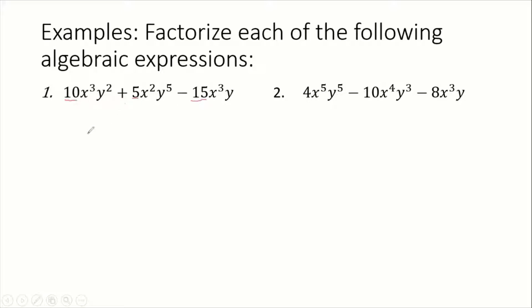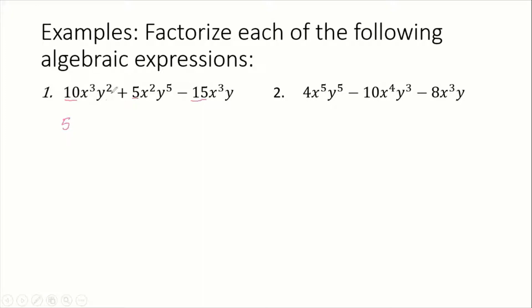What is the highest number that I can divide all three numbers by without leaving a remainder? That would be 5, right? So we're going to write it here. Then the next thing that we're going to do, we're going to focus on the variables. So note that x is common to all three terms.